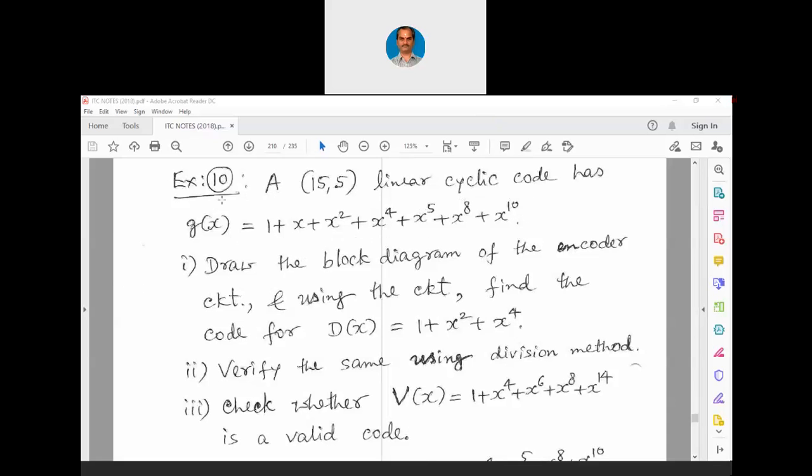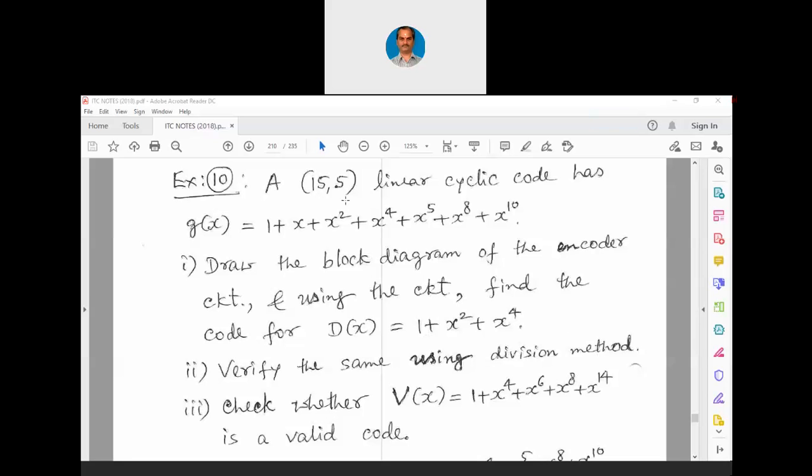I did not discuss such exercises in the beginning, because I wanted the students to understand the basic concepts. Now in the test or in the exam, you can expect exercises like this, where the generator polynomial can be of a bigger order or a higher order. You can see here, it is of the order of 10, so to say, or totally 11, considering the very first term also.